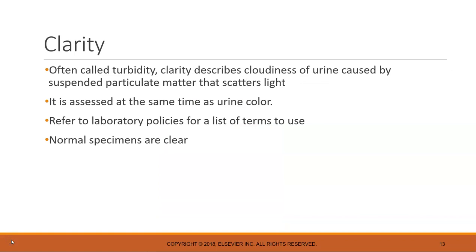Clarity is often called turbidity, and clarity describes the cloudiness of a urine caused by suspended particulate matter that scatters the light. It's assessed at the same time as the urine color, and you'll refer to your laboratory policies for a list of terms to use to describe the clarity. Normal urine samples are clear.